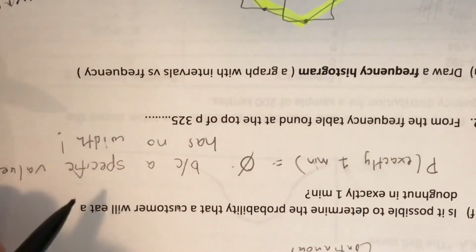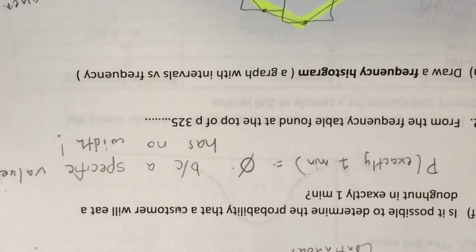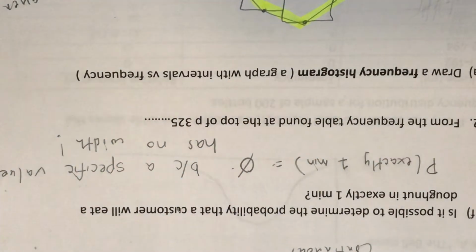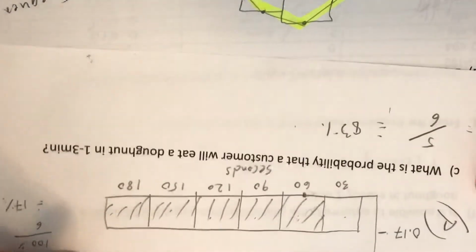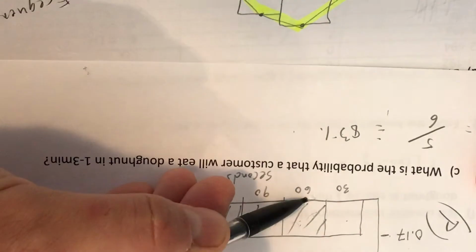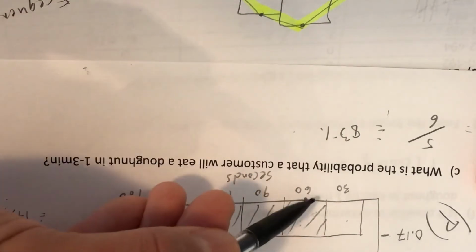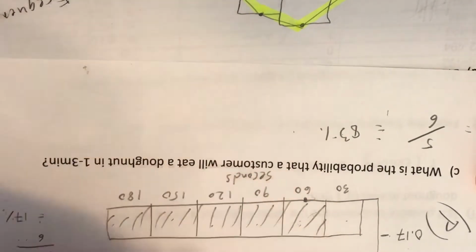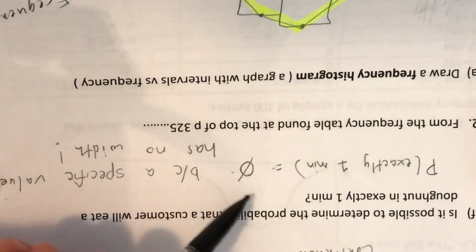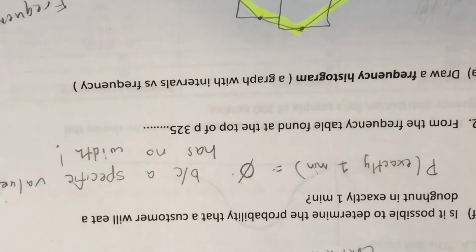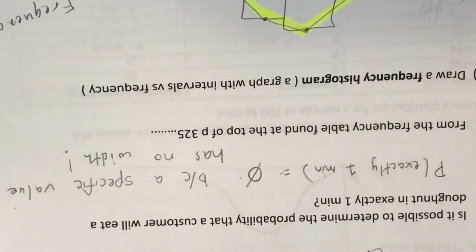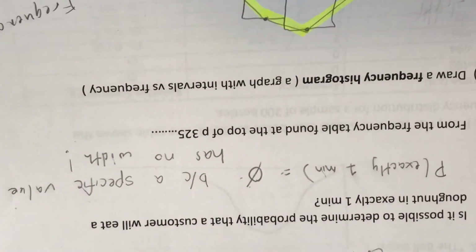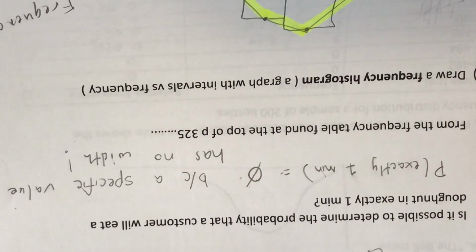This is continuous data. And is it possible to determine the probability the customer will eat a donut in exactly 1 minute? Okay, so if I go back to the graph here, exactly 1 minute would be a dot. A dot has no width, has nothing to multiply it by. So in actual fact, the probability is 0. Because there are infinite possibilities, getting one exact precise value among infinite possibilities gives you a probability of 0.